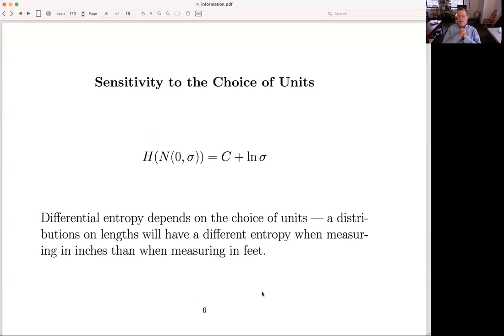It's also sensitive to the choice of units. If I have a distribution on length and I measure those lengths in inches, then the density per inch will be smaller than if I measure it in feet and look at the density per foot. So exactly what the entropy of that distribution over lengths is depends on how you define the units.